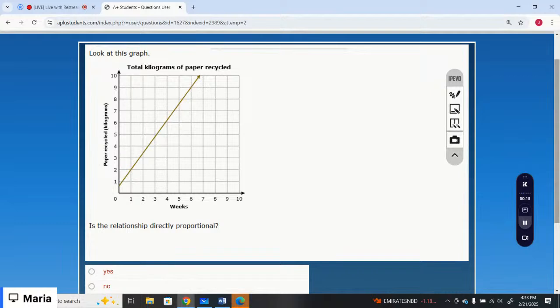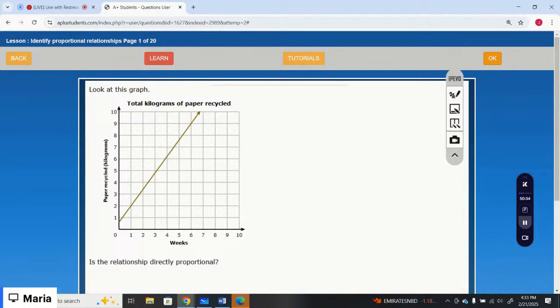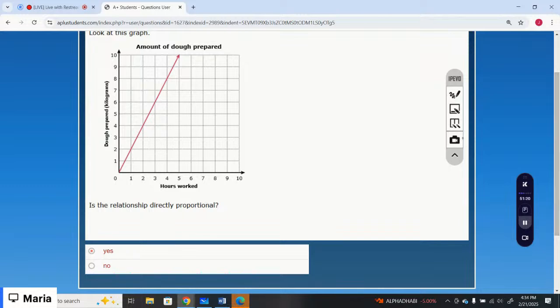Look at this graph. No, that is not a graph that is directly proportional because the graph is a straight line, but that is not passing through the origin. Look at this graph. Is the relationship directly proportional? Yes, it is. The relationship is directly proportional.